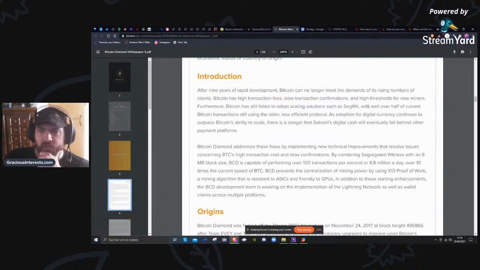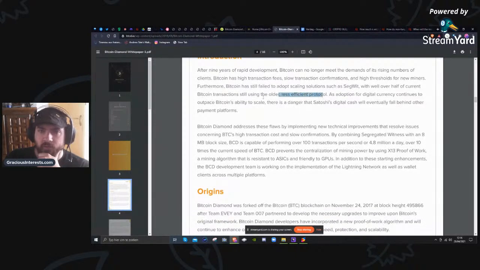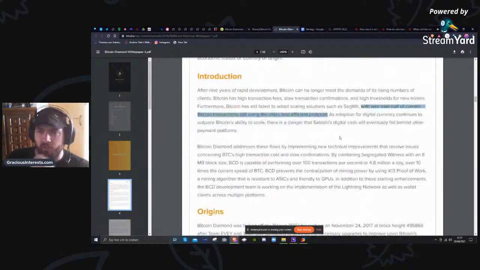Still to adopt scaling solutions such as SegWit with well over half current efficient protocol. I'm not entirely a critic here, and I don't want to sound like a Bitcoin maximalist, but if this occurs, the statement thereafter of being a less efficient protocol might not be necessarily true, and might have to do with that the protocol itself is probably more efficient than the proposed solution. So watch out when writing such things, but it dates from 3 years ago anyway.